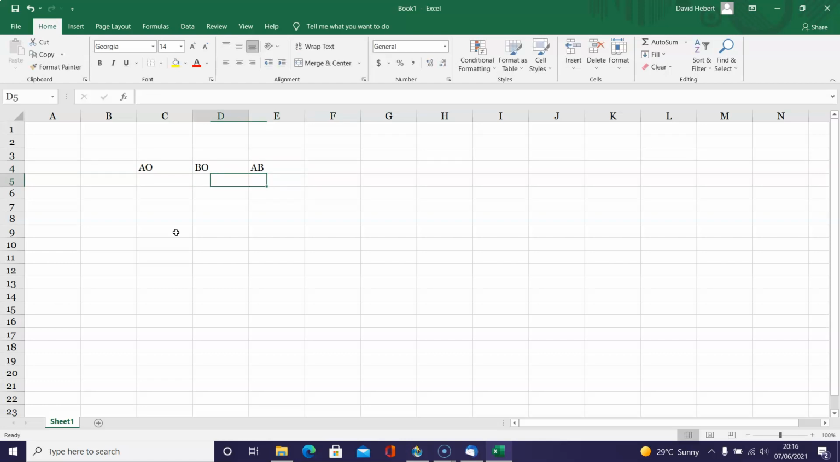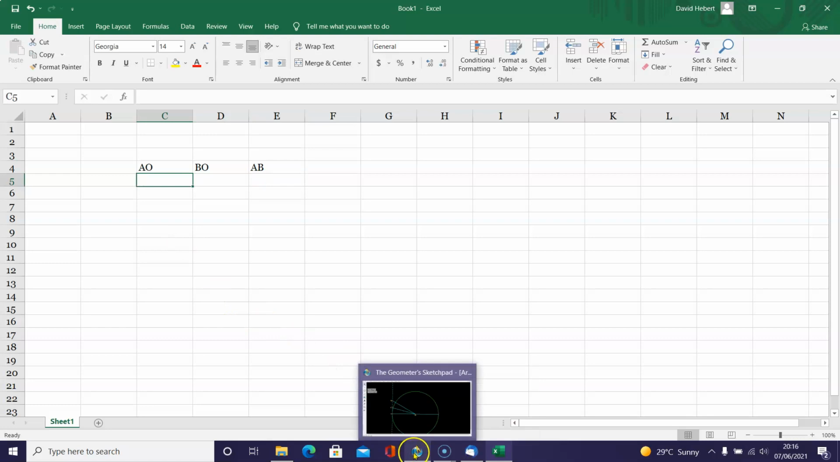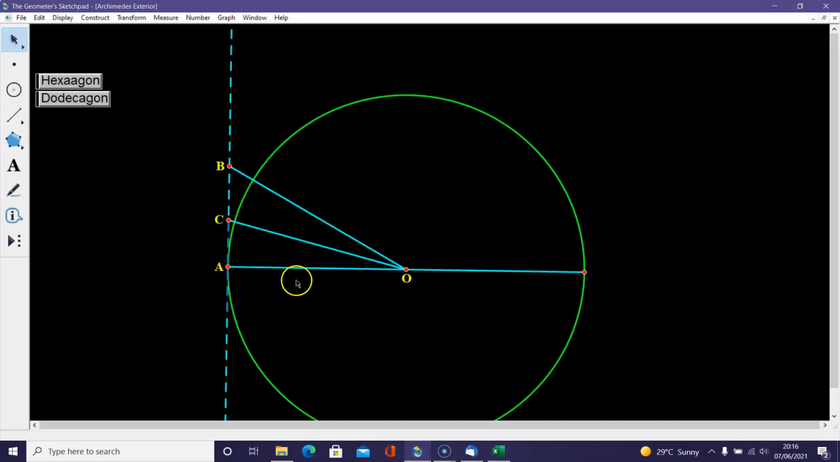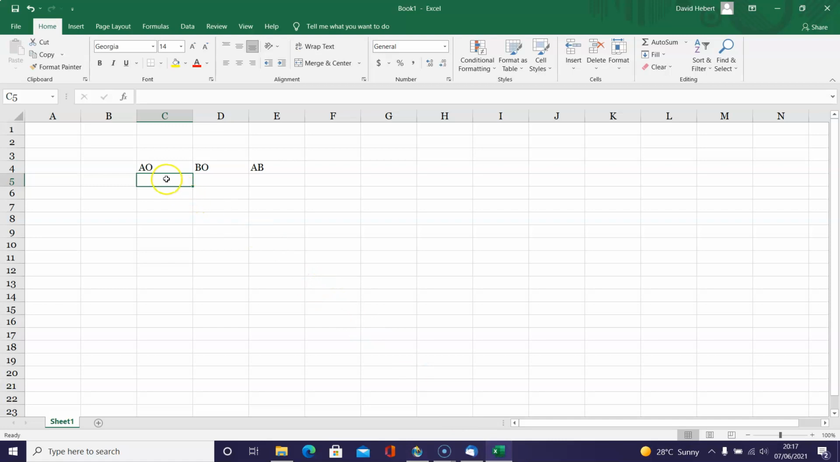Just so that we make sure we know exactly what we're talking about, A to O is going to be the square root of 3. O to B, or B to O, is going to be 2. So in spreadsheet language, I say square root of 3. Now, B to O, which was along our hypotenuse, we said was 2, and A to B is 1.